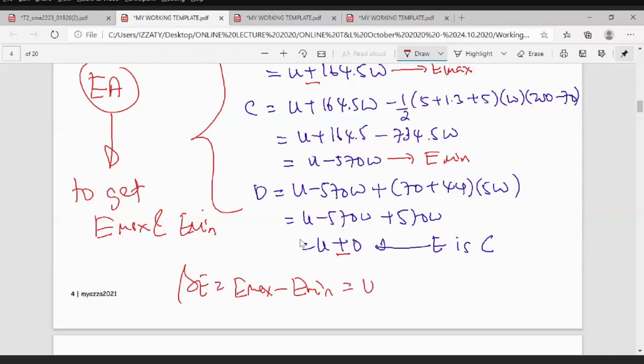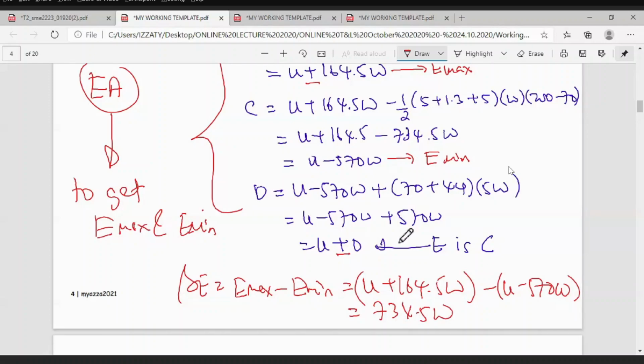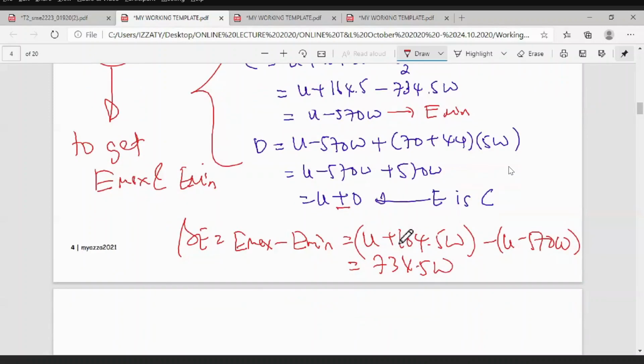It is also equal to U plus 164 plus 5 omega, minus, you have another one, U minus 570 omega. And you work out this one, you'll be getting, inshallah, the result that will give you is 734, sorry. Yes, I put the calculator here, 734.5 omega. And of course, you need to change omega to become a real number.